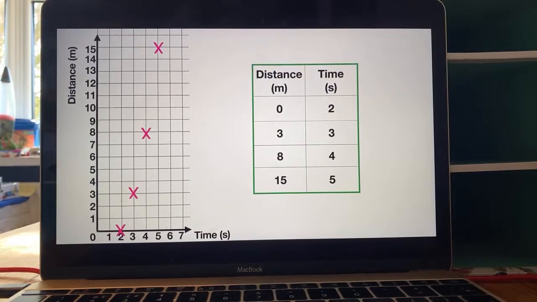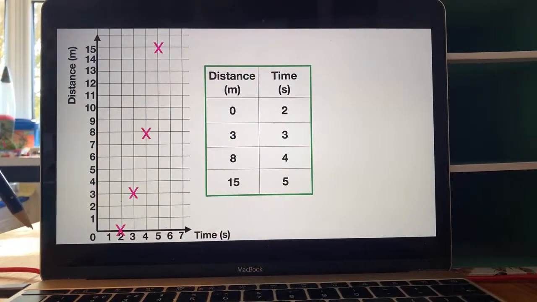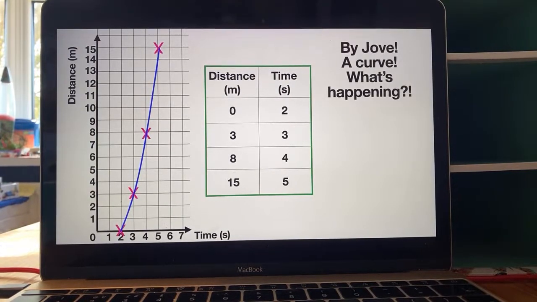So what do we do? Well, you can't draw a straight line through these points, can you? It's not going to work. If you try and join up the first one and the last one, then the middle two aren't part of the line. And if you join up those two, you can't draw a straight line. That is not what is happening here. What you would have to do is draw a line of best fit through these points, but it would have to be a nice smooth curve like that. By Jove!